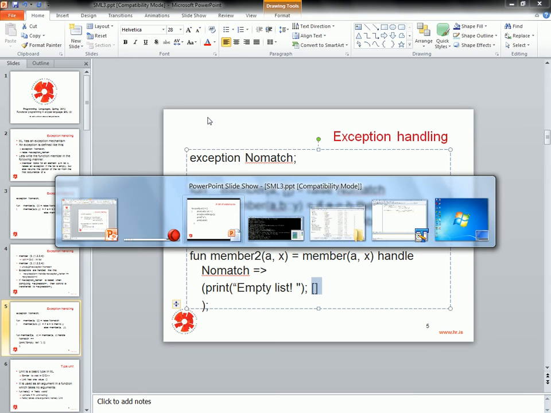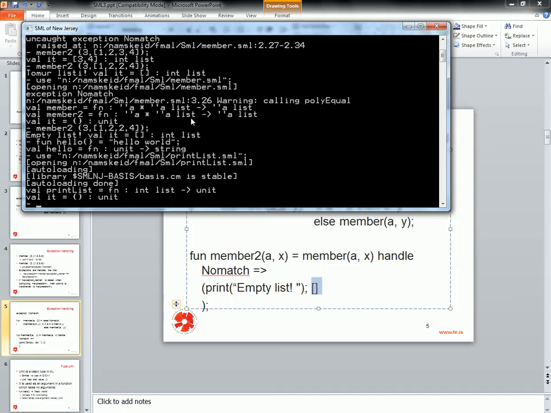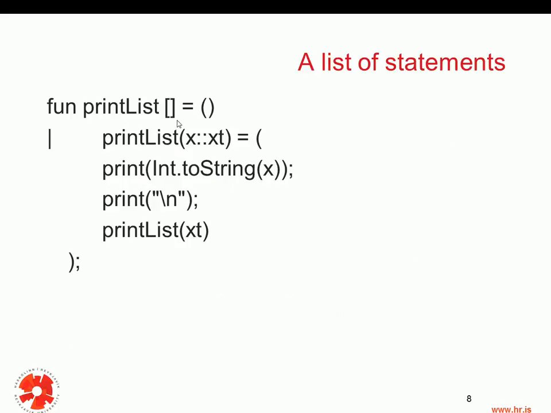So if I load this program, it's called printList. It says that printList is a function that takes a list of integers as an argument and returns unit. It makes sense, right? It takes a list of integers as a value. It really returns unit as a result, but it has the side effect that it's doing some printing before it returns the value, before it returns unit.